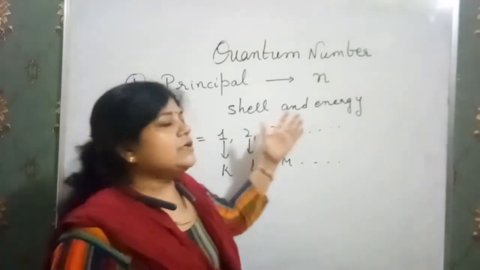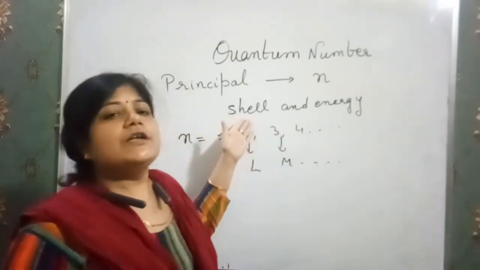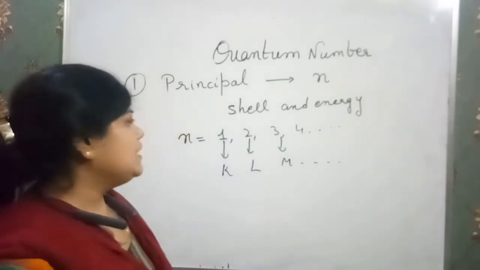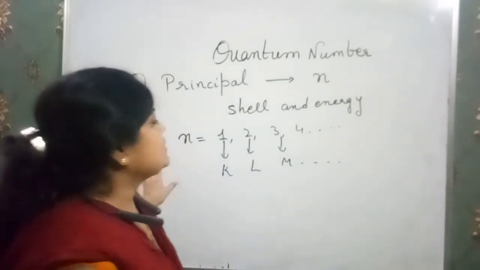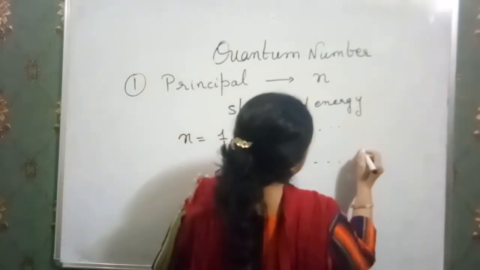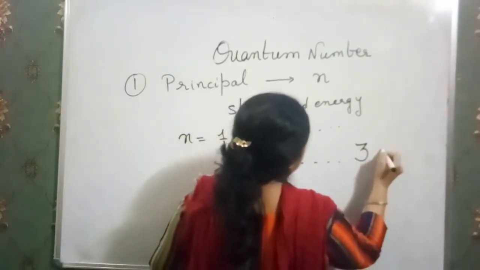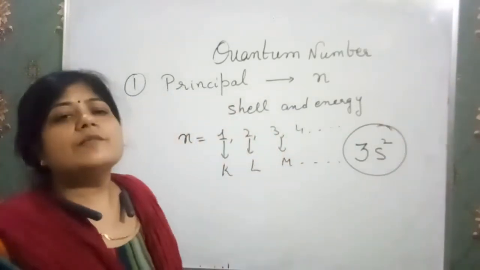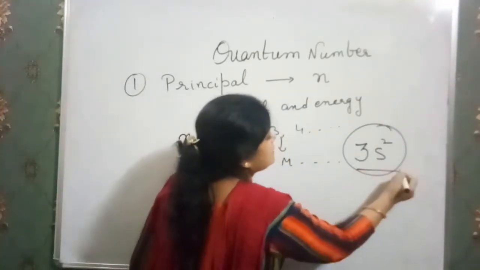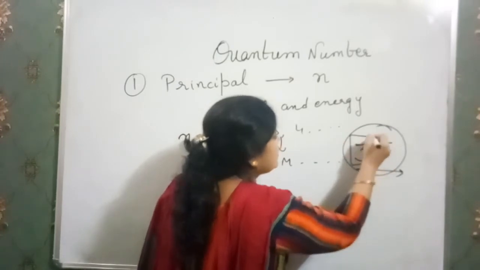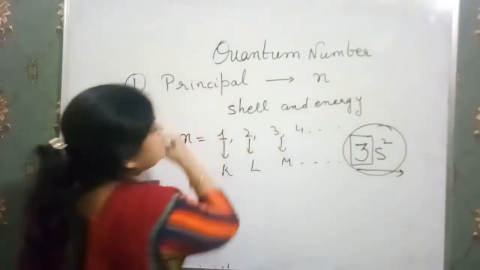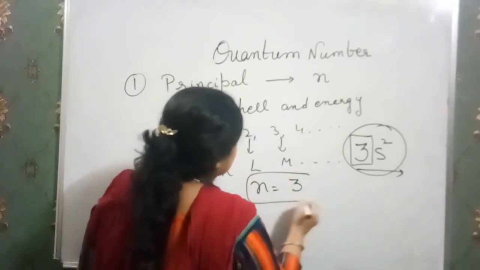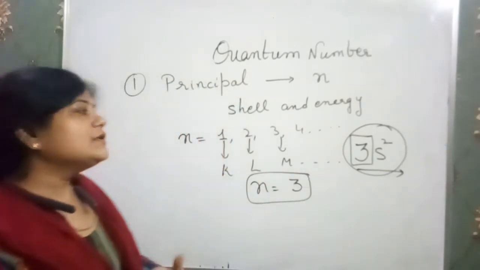It tells about the shell in which the electron goes and the energy of the electron in an atom. For example, if it is written as 3s2, so what is the principal quantum number in this case? The number which is written over here is the principal quantum number. That means here n is equal to 3. That means the electron is in the third orbit.